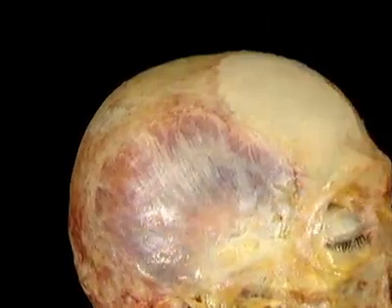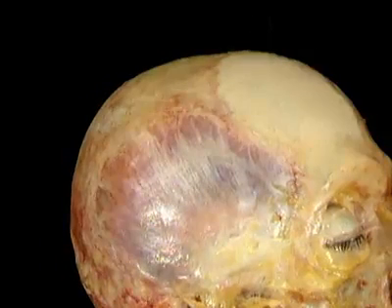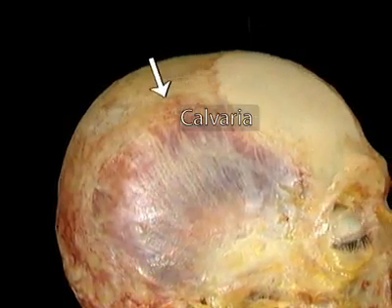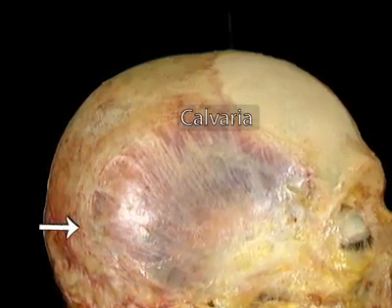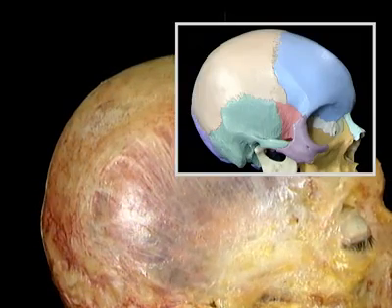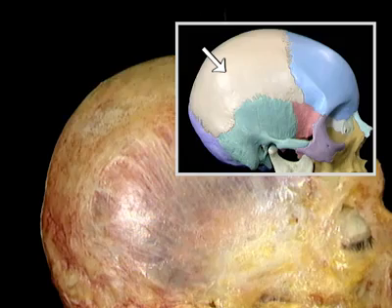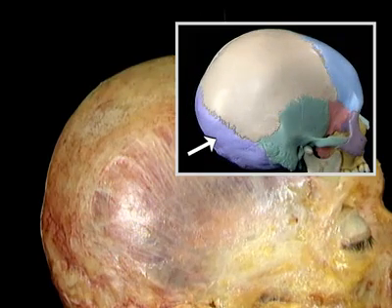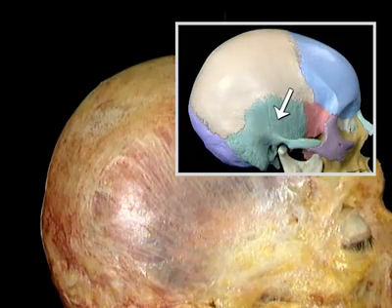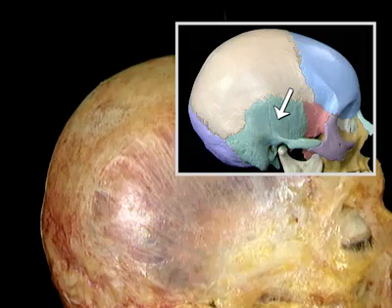Now we'll move on to look at the scalp. To understand the scalp, we'll start with a dissection in which all its layers have been removed, exposing the skull. The dome of the skull, known as the calvaria, is formed by bones that we've seen in the previous tape. The frontal, parietal, and occipital bones, and on the side by the squamous part of the temporal bone.